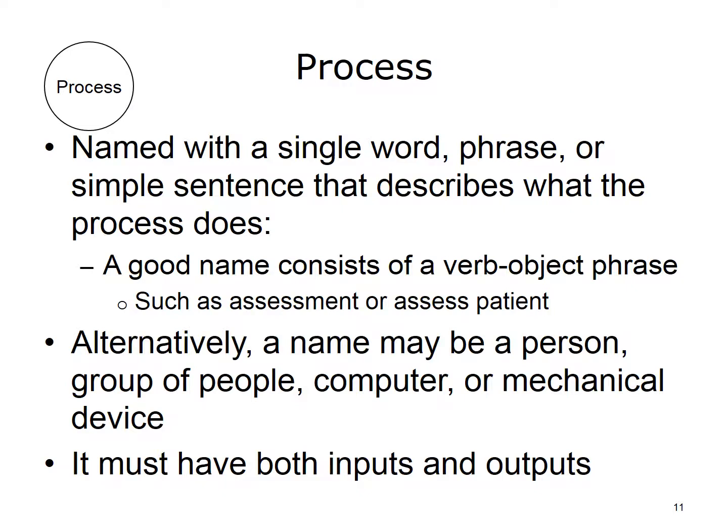A process should be named or described with a single word, phrase, or simple sentence that describes what the process does. A good name consists of a verb-object phrase, such as assessment or assess patient. In some cases, the process will contain the name of a person, group of people, computer, or mechanical device. That is, the process sometimes describes who or what is carrying out the process rather than describing what the process is.